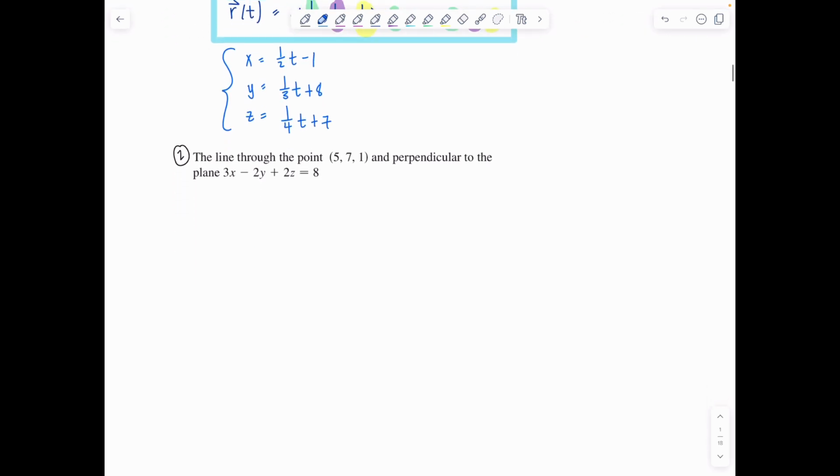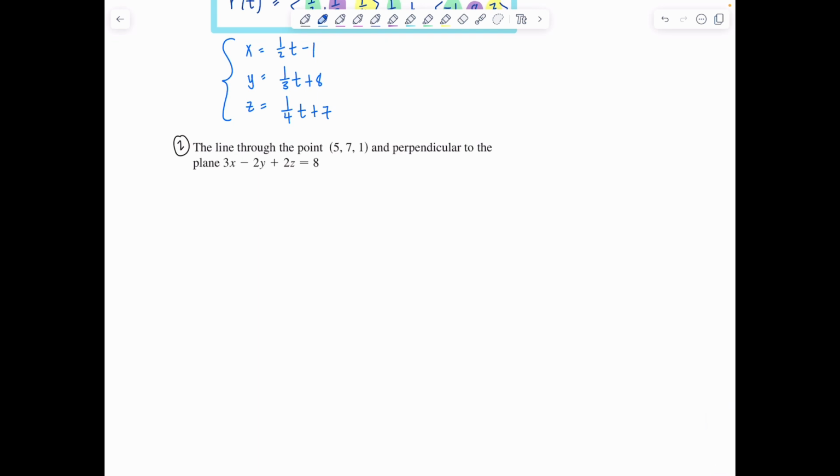Find the equation of the line that goes through the point 5, 7, 1, and it's perpendicular to the plane 3x minus 2y plus 2z equals 8. So remember, when we're given the equation of a plane, we should be able to identify the normal vector to the plane by looking at the coefficients of x, y, and z. So a vector that is normal to the plane is one of the key identifying factors that we need when we write the equation of a plane. And I can see right here, this plane's normal vector has components 3, -2, and 2.